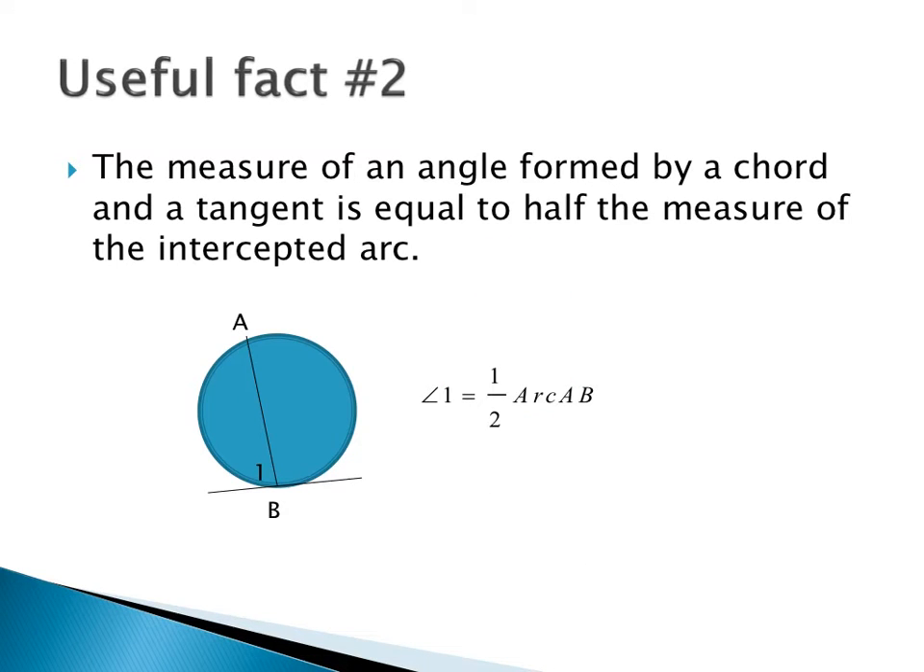The measure of an angle formed by a chord and a tangent is equal to half the measure of the intercepted arc. So if I look at this diagram, here I've got a chord, here I've got a tangent. So this angle, angle 1, is equal to 1/2 of arc AB. Okay, let's say this is C and this is 2. Angle 2 would be 1/2 arc ACB, that whole side. So if you just think about angles, if they're on the circle, they're half the arc. If they're in the center, they're equal to the arc. But if they're on the circle, they're half the arc.